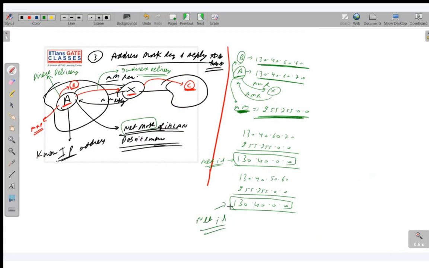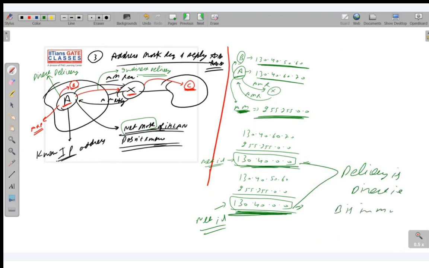So now A will compare: my net ID is this, and the net ID of the network to which B is connected is this. Both net IDs are the same. That means it will say delivery is direct. Delivery is direct, that is, B is in my network. A will say B is in my network.